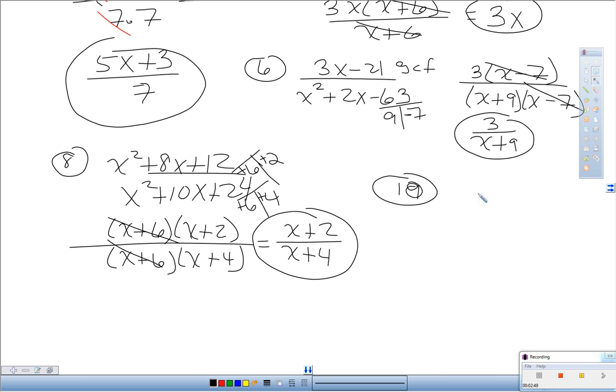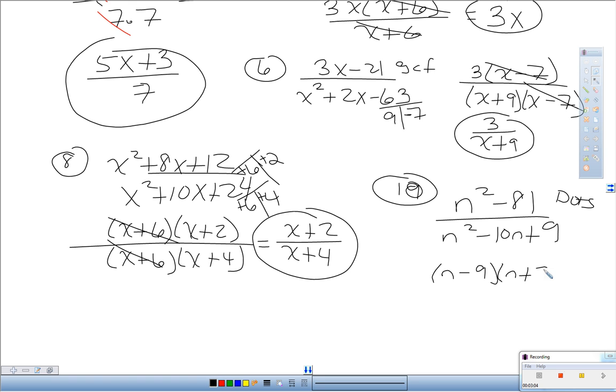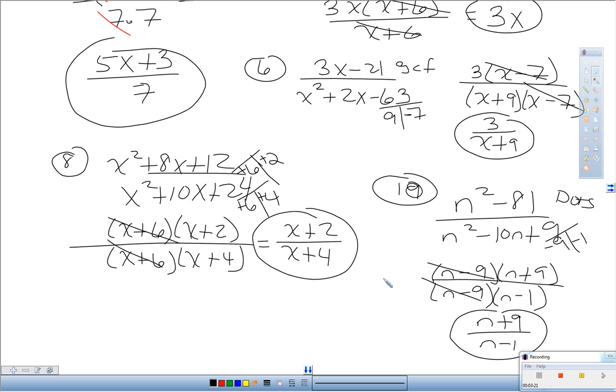All right, for number 10, I've got n squared minus 81 over n squared minus 10n plus 9. In the numerator, you've got a difference of 2 squares. So I'm going to factor that to be n plus 9, n minus 9. But in the denominator, you've got a trinomial. Well, factors of 9 are 9 and 1. The way I'm going to get a negative 10 is I'm going to do negative 9 and negative 1. So that would be n minus 9, n minus 1. That'll cross out, and that leaves me n plus 9 over n minus 1.